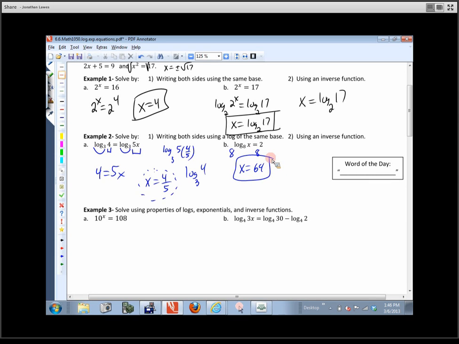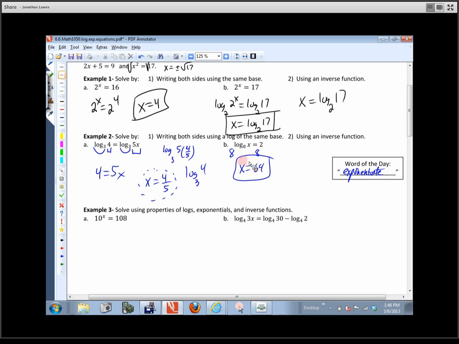Okay, now, what we just did on this problem right here is what's called exponentiating. So there's our word of the day, exponentiate. It's kind of like you guys always say, well, you square root it or something like that. That means take the square root of both sides. When we say exponentiate, we mean raise both sides and put that as an exponent with the same base.